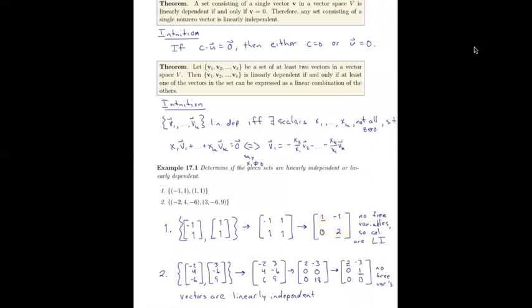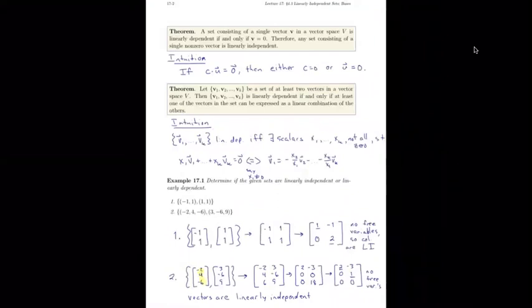In this case, we have a leading entry in every column. So we have no columns that don't have a leading entry in them. That means we have no free variables. We have a linearly independent set of columns. We have no non-trivial solutions to the homogeneous equation. So an echelon form with a leading entry in every column gives us a linearly independent set of vectors.